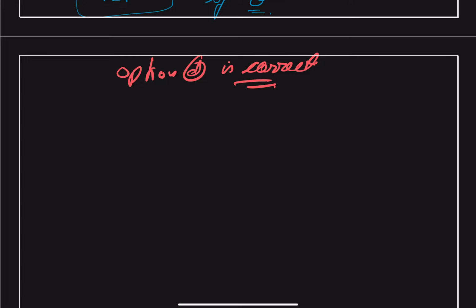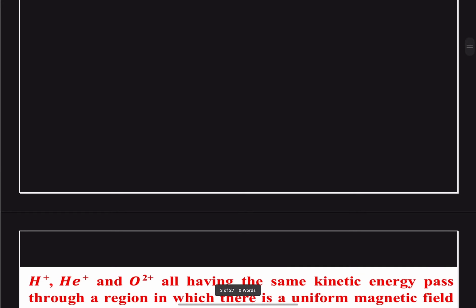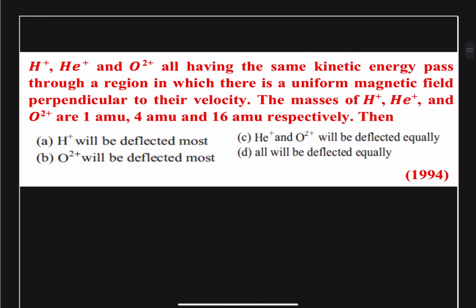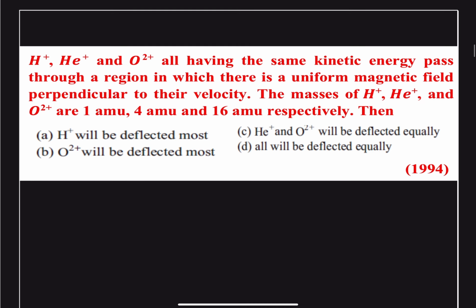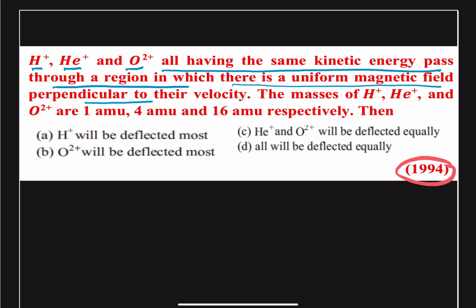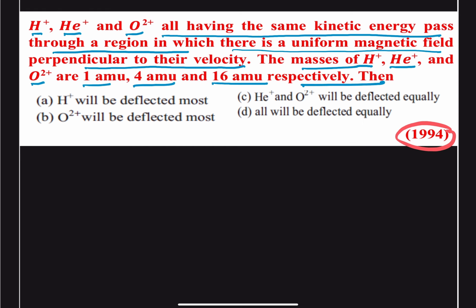Now we come to the next question, and here it says that it was asked in the year 1994. H positive, helium 1 positive and oxygen 2 positive, all having the same kinetic energy, pass through a region in which there is a uniform magnetic field perpendicular to their velocity. The masses of H positive, helium positive and oxygen 2 positive are 1 AMU, 4 AMU and 16 AMU respectively. Then check which of the options is correct.